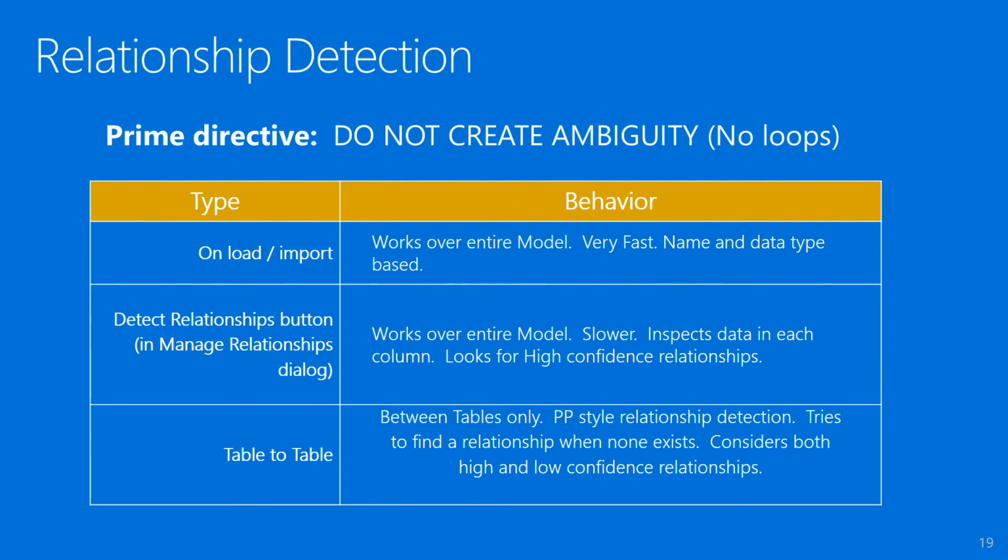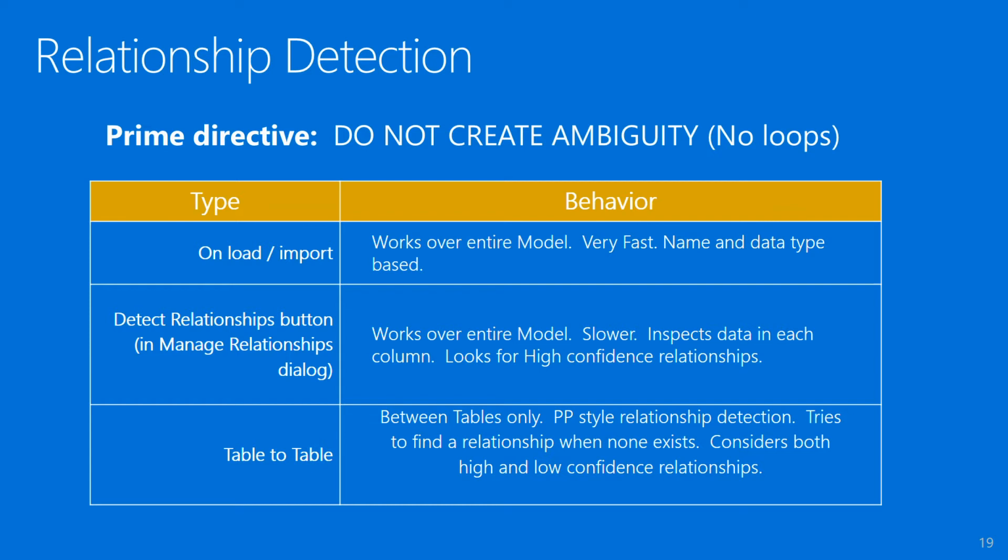So you might be interested in how we do this relationship detection. The prime directive, as you might have guessed, is don't create any loops. We can't, right? So that's the prime directive. And we do it at 3 different times that you might encounter. The first is that you're bringing data in on load or import, or when you add data to an existing data model, we'll look at it and say, hey, where can I add relationships?